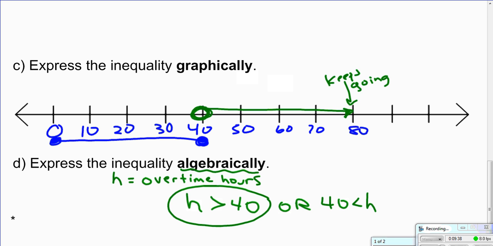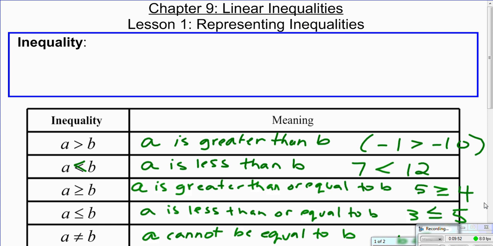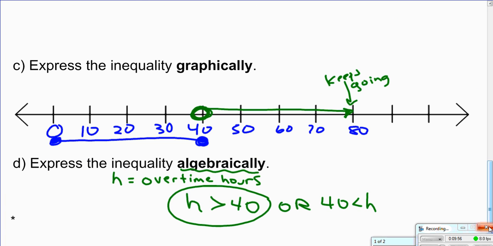However, when there is an equal portion to the inequality, so it could be equal to, we do a closed dot. And so the closed dot says that this point is important, that this point can be included. So an open dot at a boundary point says the point can't be included, so it doesn't include an equal sign in an inequality. The closed dot says it is included, so there is an equal sign part of the inequality. So boundary point, you're going to want to write that down for yourself.